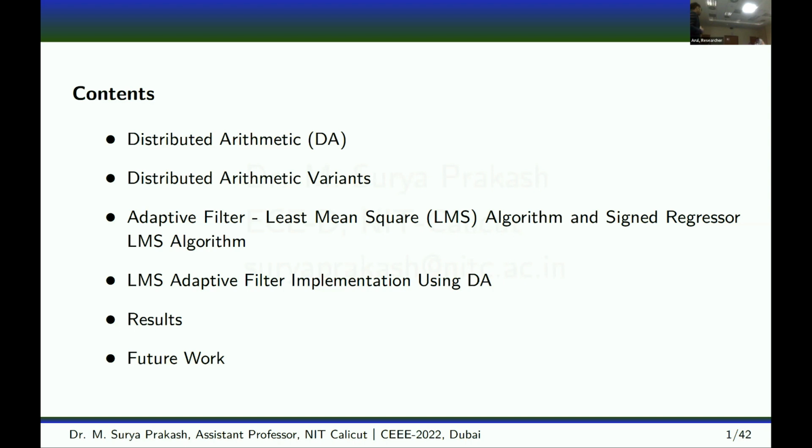In fact, if we are able to understand how to implement distributed arithmetic using the least mean square algorithm, the same can be extended to even this Signed-Regressor LMS algorithm. So that's the reason this talk focuses upon implementation of LMS adaptive filter using distributed arithmetic. Next, results will be presented, and we are going to talk about future work.